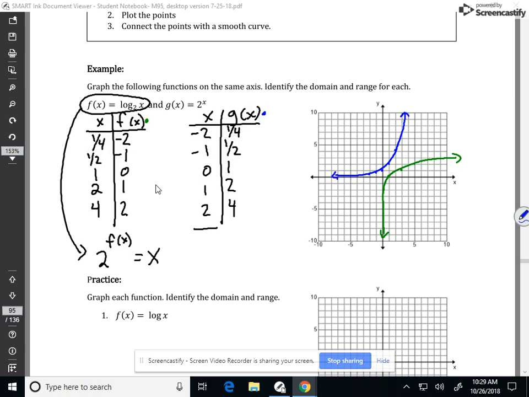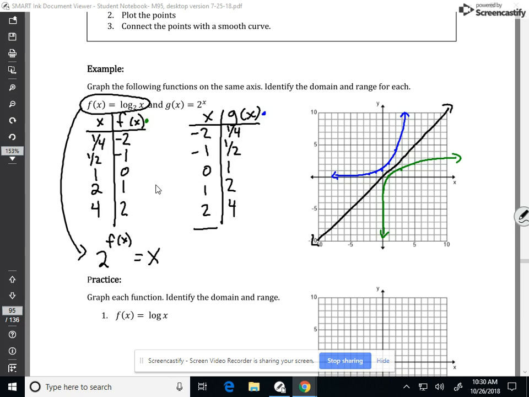And if you remember from our work with inverses, an inverse is a reflection across the line y equals x. And you can see that if I were to draw that line y equals x through here and fold the whole graph along it, the blue and the green curves would end up matching up. And again, that's because they are inverses of each other.